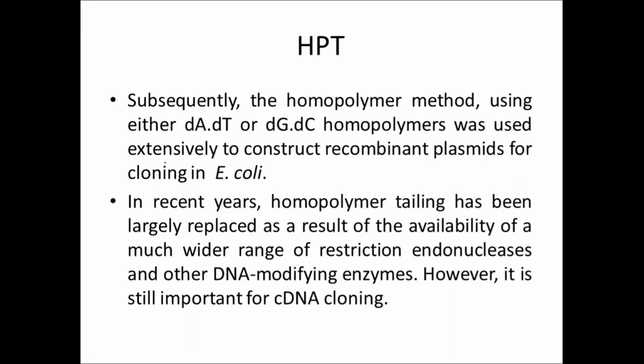Homopolymer tailing was extensively used to construct recombinant plasmids for cloning in E. coli. Either addition of adenine nucleotides or thymine or guanine or cytosine, whatever it is. Maybe uracil to be added.